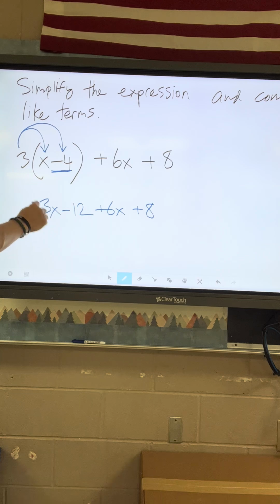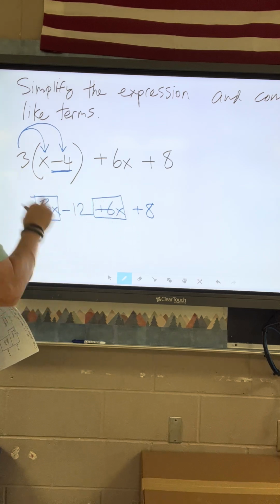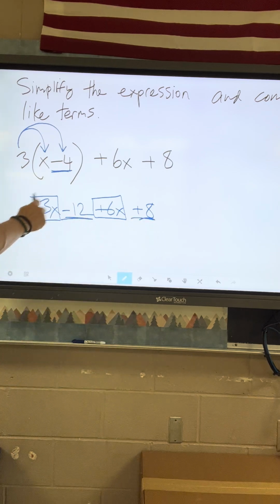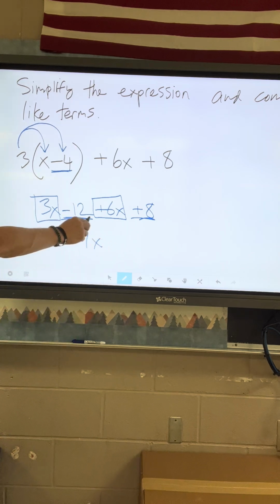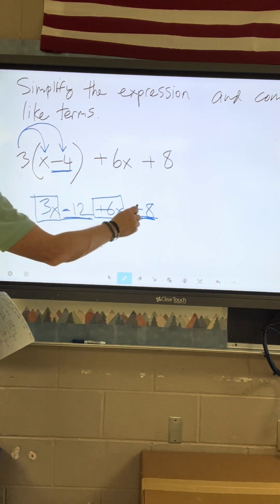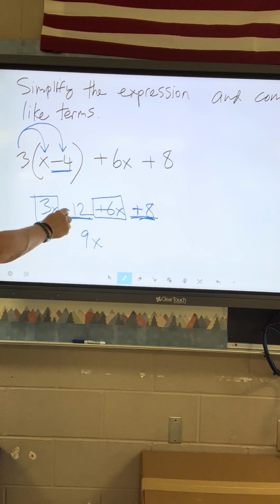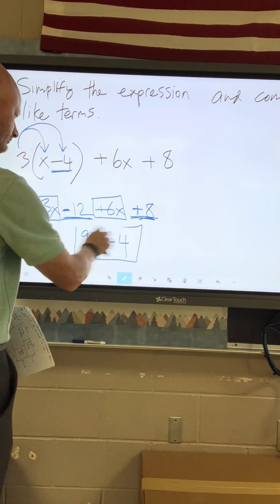All right, so I have a positive 3x and a positive 6x. And then I have a negative 12 and a positive 8. Okay, so 3x plus 6x just gives me 9x. Negative 12 plus 8. Signs are different, so it means we're going to take 12 minus 8, which gives us 4. Keep the sign of the larger absolute value, which is 12. So that has a negative in front of it, so negative 4. And there it is.